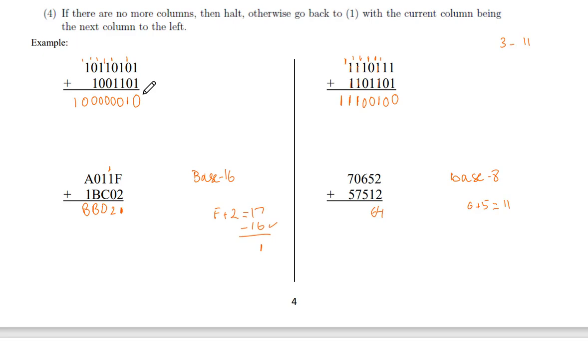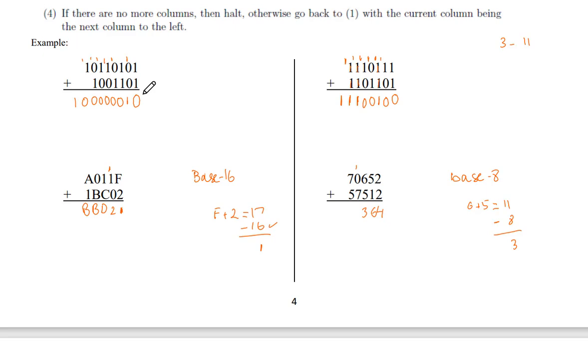But I'm in base 8. That means I have to subtract 8. When I subtract 8, we get 3. So we have 3, and you carry 1. If you subtract 2 8s or 3 8s, you carry 2 or you carry 3, and so on.